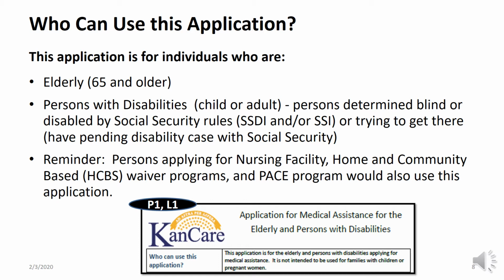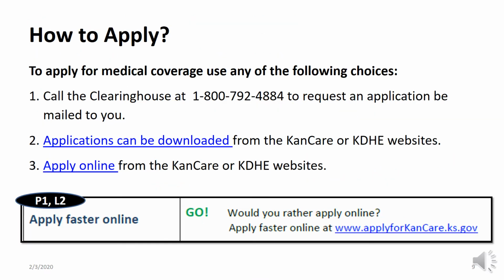If you have a pending case, make sure that you submit proof of that with your KanCare application so that KDHE eligibility team can see that. That proof can be anything from your mail from the Social Security office that shows you have a pending disability case with Social Security. Also a reminder, persons applying for nursing facility, home and community-based HCBS waiver programs, and PACE program would also use this application.